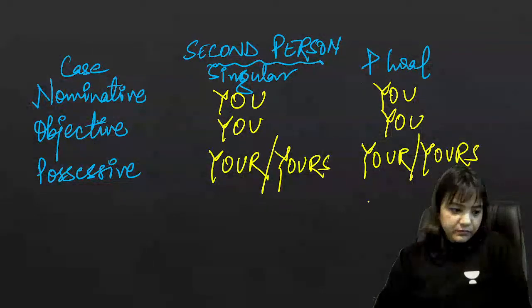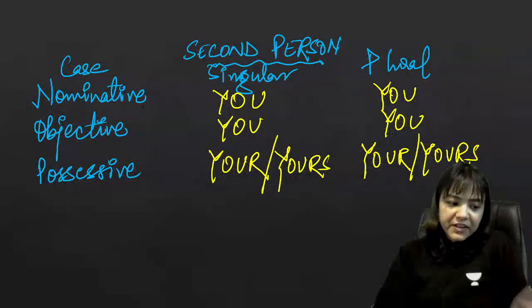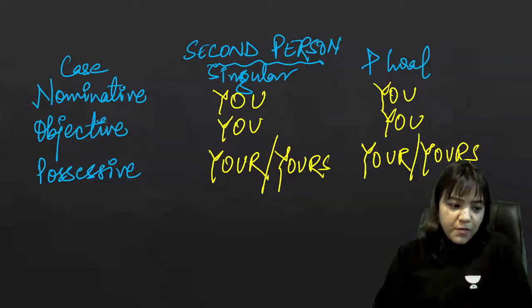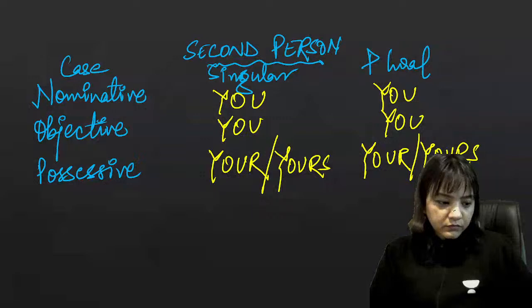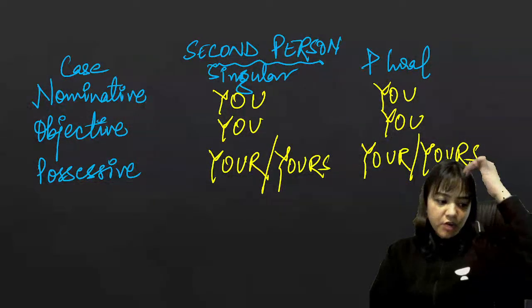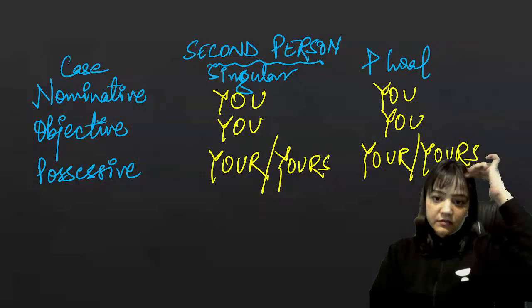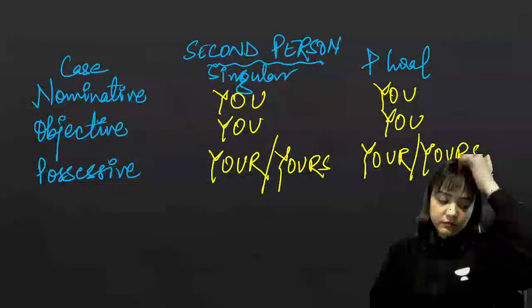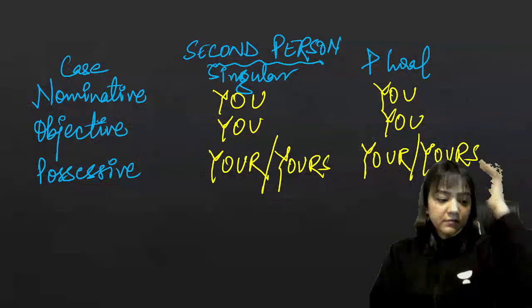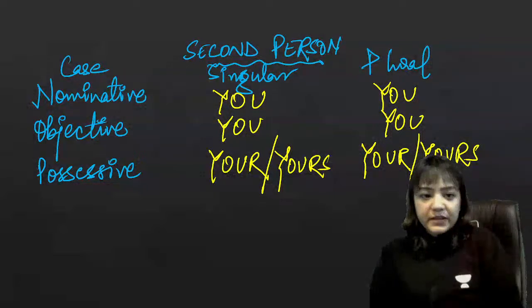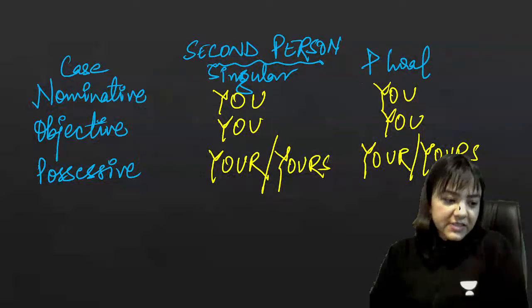Again, no apostrophe, Afreen. That's what I'm talking about. No apostrophe, okay? In the possessive case it is yourself, not yourselves. Yourself. Is this clear to everybody? Is the second person clear to everybody?